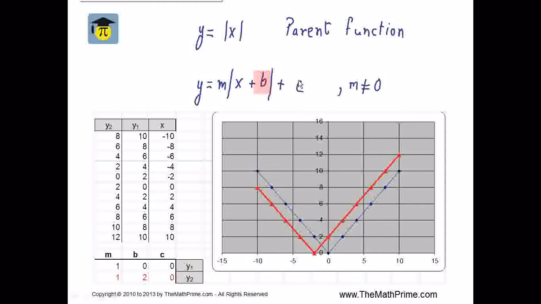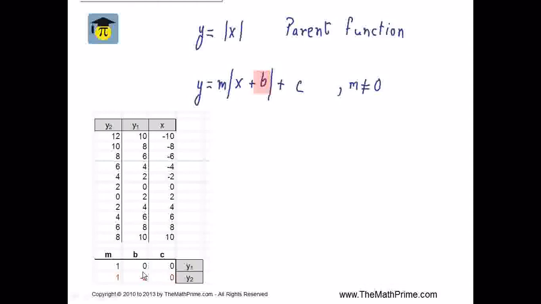So varying c caused the graphs to shift or translate up and down in the y direction, whereas varying the value of b has caused a shift along the x-axis, or in the x direction, in this case in the negative x direction, or to the left, by a value of 2.